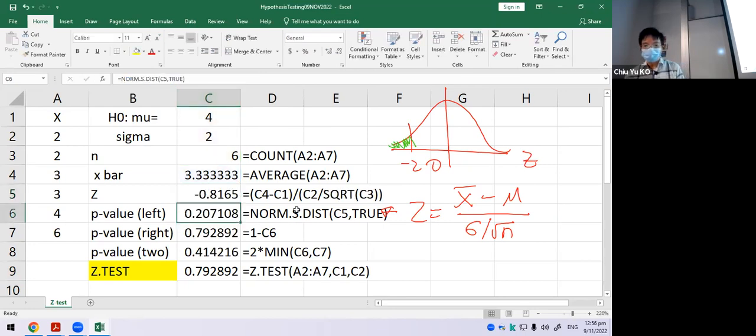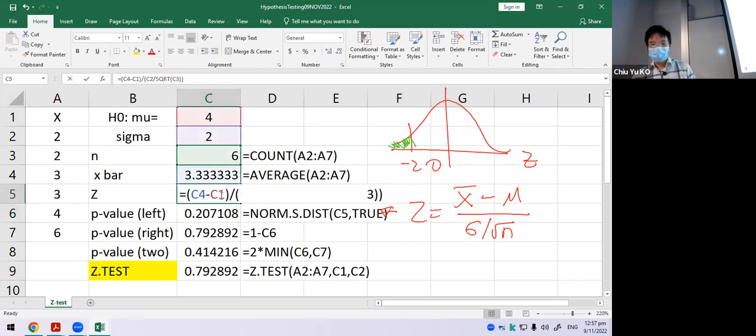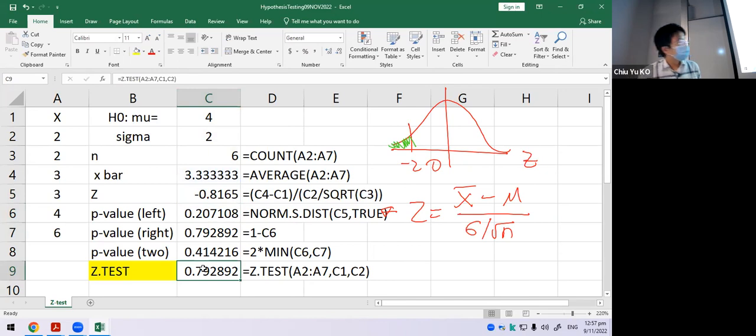Okay, so it should be, I forgot the square root, because it's the square root of n. Sorry. So that means this one actually gives you the right tail, okay? Then you can actually calculate the left tail and the two tail easily. So this function tells you, if you give the data, how you can do a Z-test quickly. Okay, so this is the first thing.